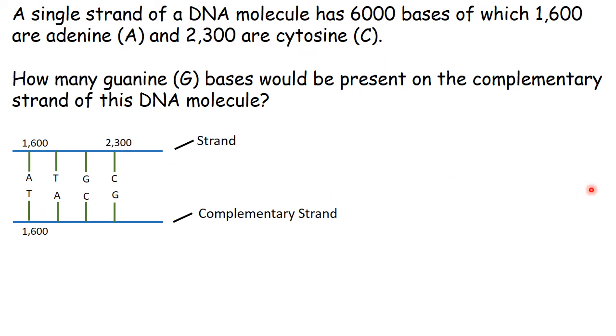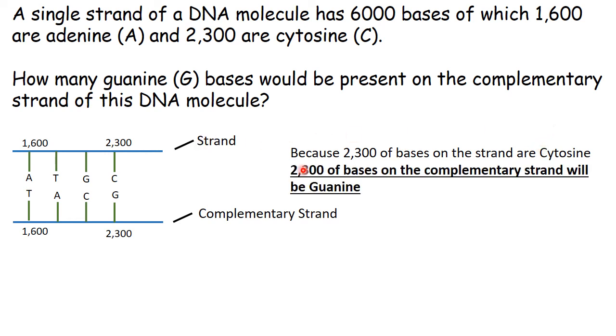The question also tells us about cytosine. So there's 2,300 cytosine on the original strand. Well, remember, cytosine links up with guanine, and if there's 2,300 cytosine on the original strand, that means that on the complementary strand, we're going to have 2,300 guanine. So that leads us to the answer of our question. Because there's 2,300 cytosine bases on the original strand, that means that 2,300 of the bases on the complementary strand are going to need to be guanine.